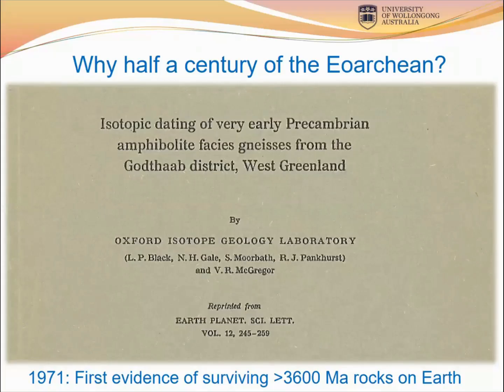So why half a century of the Eoarchean? Well, it's just over 50 years since this very important paper came out, which was led by a group of people from the Oxford Isotope Geology Laboratory, 1971. This presented the first evidence of surviving Eoarchean, in other words, more than 3,600 million year old rocks on Earth. And since then, of course, there's been lots of progress, but some of the controversies remaining from those very early days are still continuing, as you'll see today.